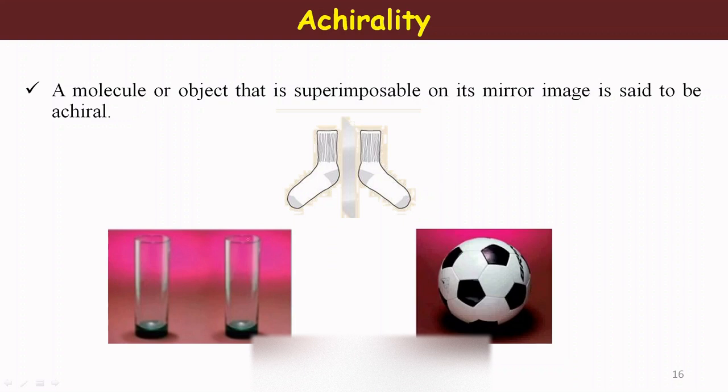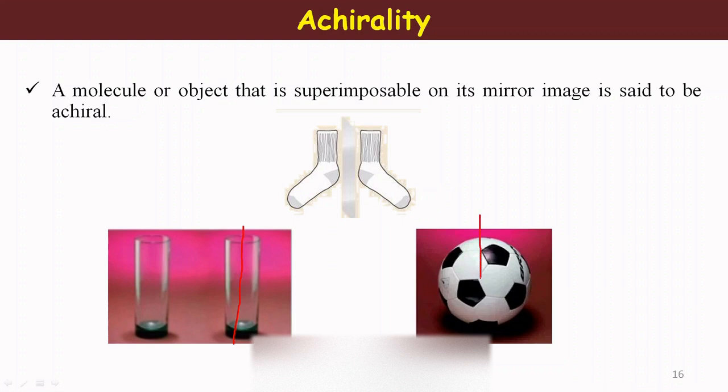So we can imagine symmetry in the molecule. If we can imagine symmetry in the object or molecule, like a point, axis or plane of symmetry, then they are achiral. The pair of socks, glass and ball are achiral because they have symmetry in them.